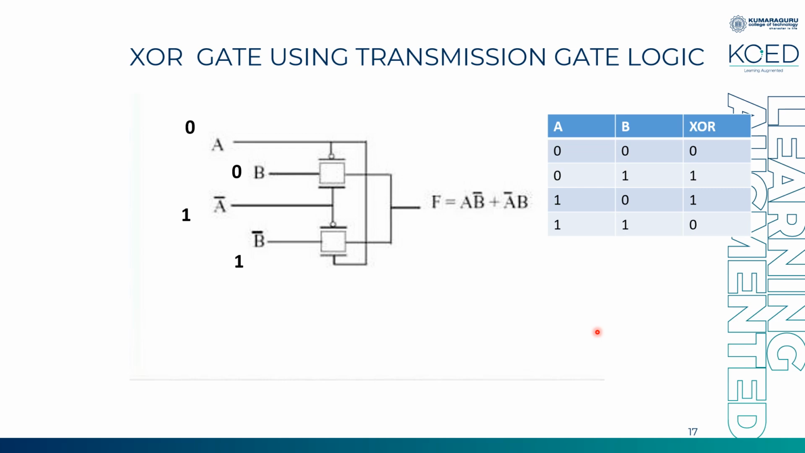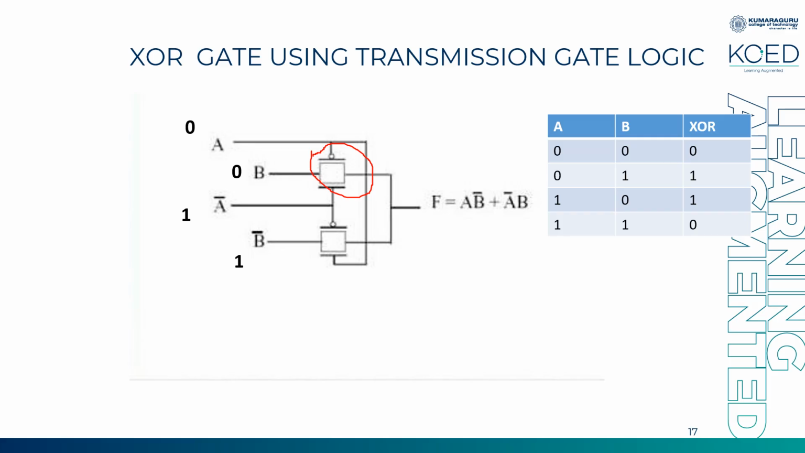Now let me check which transistor will turn on. A bar is 1, and 1 can turn on an NMOS, so this NMOS will turn on. Obviously the PMOS will be in off condition. And A is 0, so again 0 will turn on a PMOS. So this transmission gate is on now.